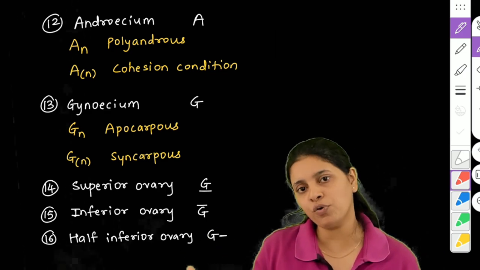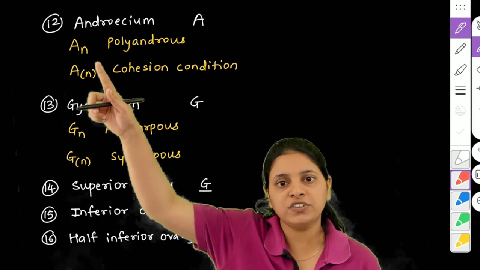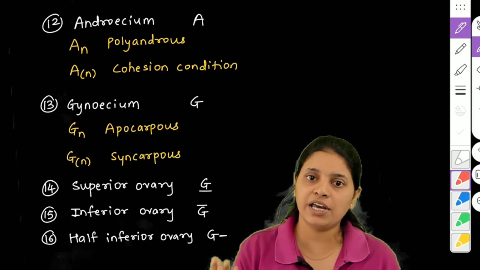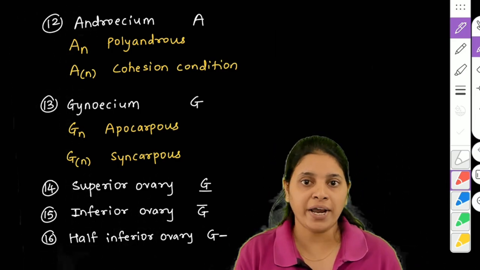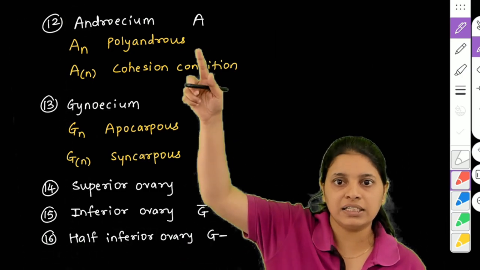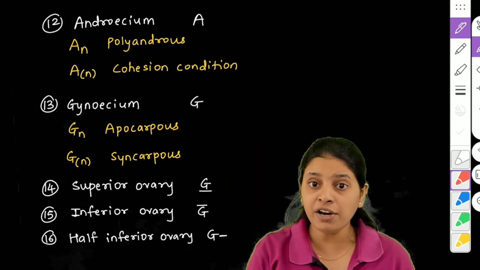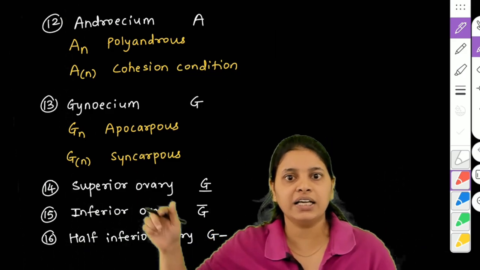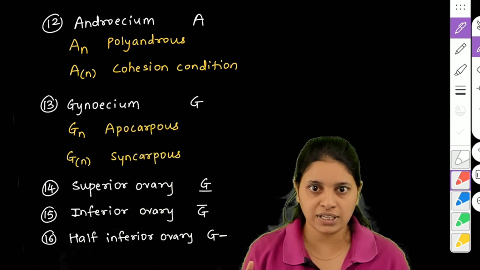So, the same rule applies here. The number of stamens is represented here by the letter n. So, let's say if a family has 5 stamens, then we will write A5. If they are free, then the condition is polyandrous. But if they show cohesion, meaning there is a fusion in stamens, then we will put a bracket surrounding the number.